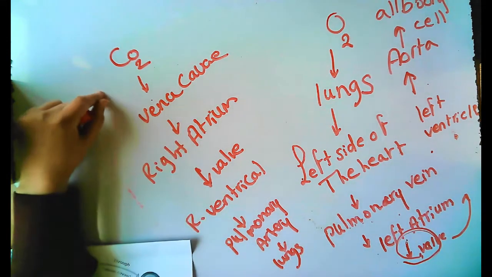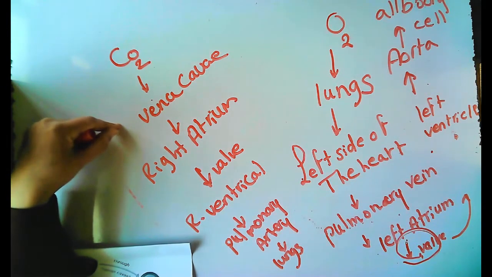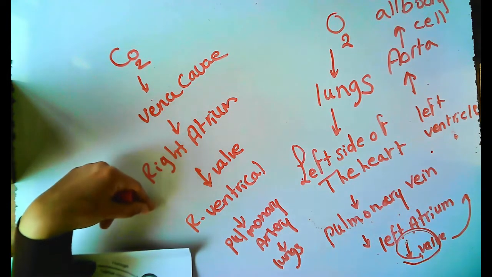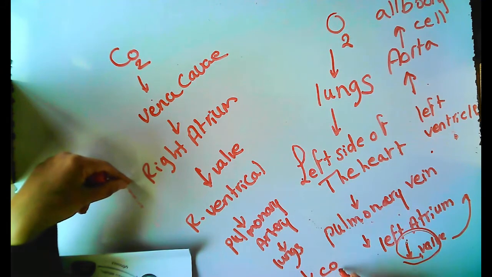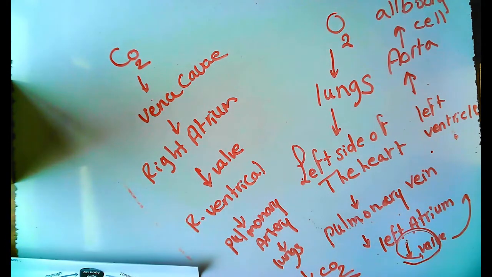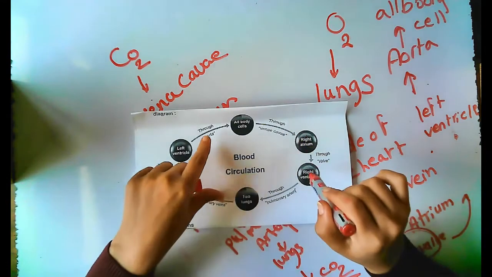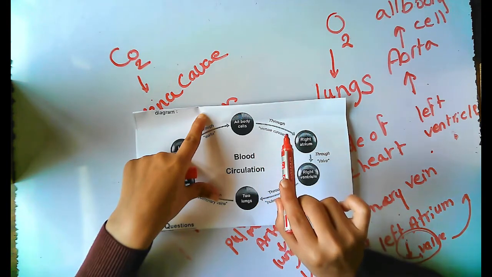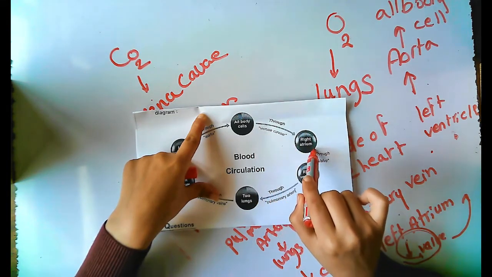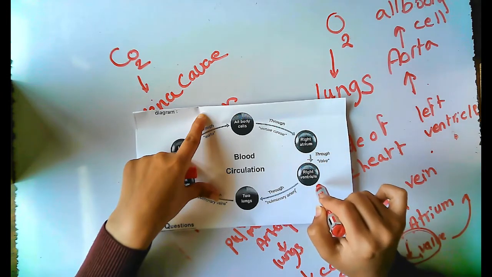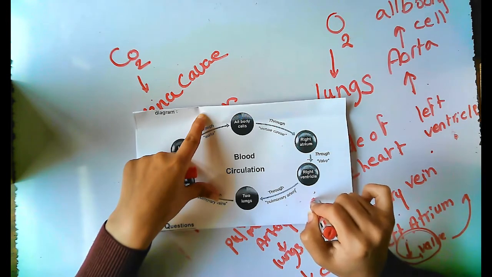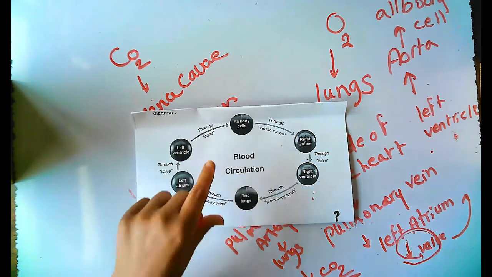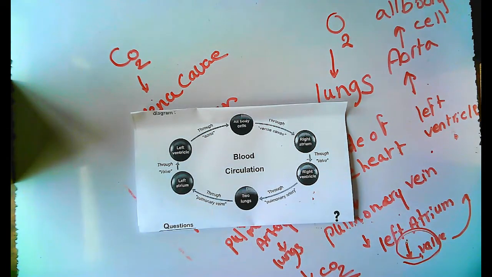Again, carbon dioxide comes out from the body, enters the vena cava, right atrium, valve, right ventricle, pulmonary artery, then the lung, and then the carbon dioxide comes out of the body. From all body cells the carbon dioxide comes out through the vena cava, then the right atrium through the valve, then the right ventricle through the pulmonary artery, then out through the two lungs. This is the blood circulation which happens inside our body.